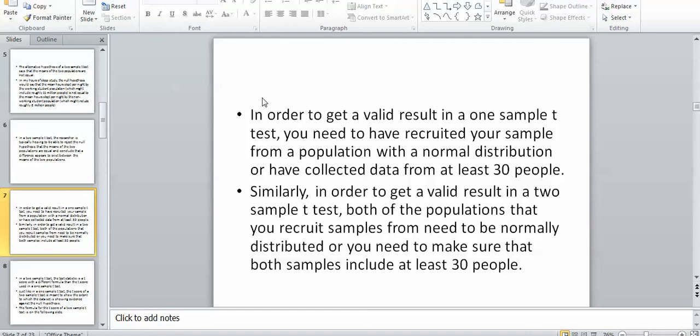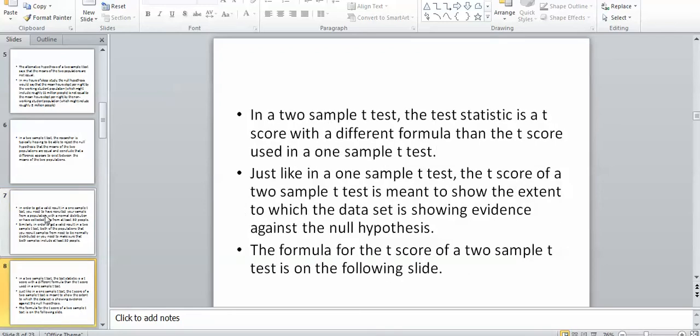In other words, you're sampling from population 1 and population 2. Either population 1 and population 2 have to both be normal, or if they're not normal, you have to take a sample of at least 30 people from population 1 and a sample of at least 30 people from population 2. So it's the same rule, just extended to two populations.